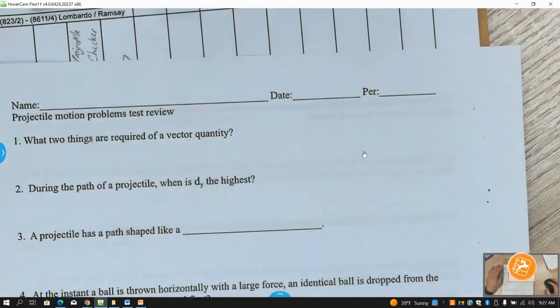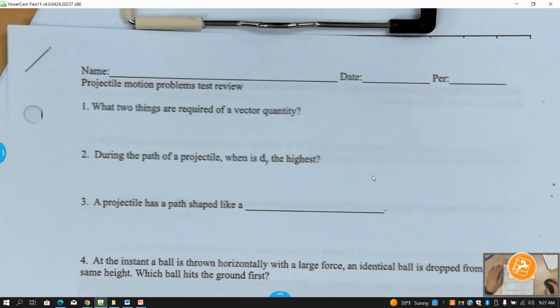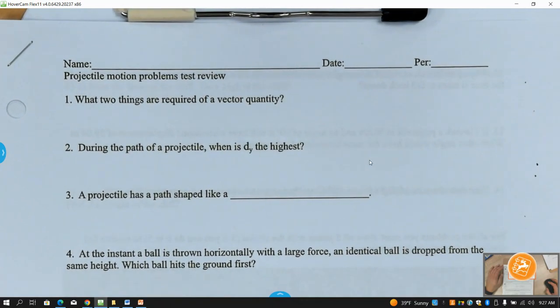All right, so guys, we have our projectile motion test review tomorrow. So what two things are required for a vector quantity? Do you know? Does anyone know?